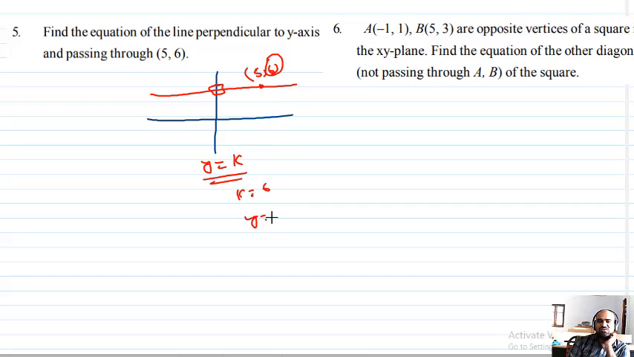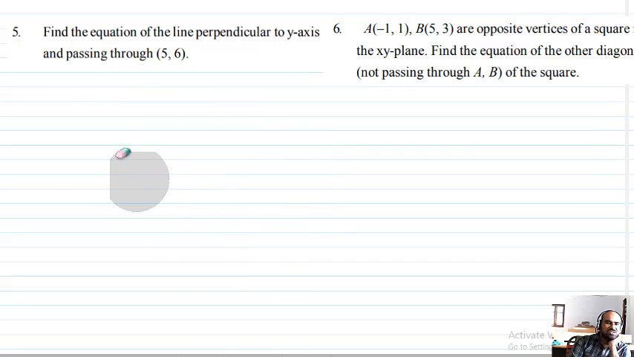What I can say, y equal to 6 is the straight line, or y minus 6 equal to 0 is the straight line. Or in another way, students listen, the point is given. If you know its slope, directly you can find it, no? A line parallel to the x-axis. What is the slope of a line parallel to the x-axis? 0 only, no?